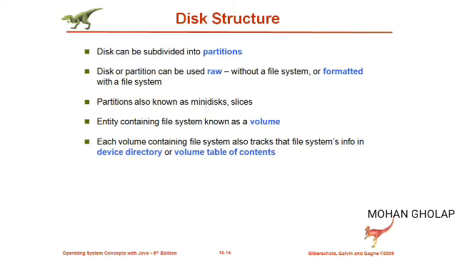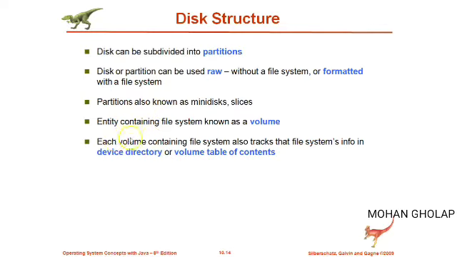The entity containing a file system is known as a volume, and each volume containing a file system also tracks that file system's info in the device directory or the volume table of contents. In general, whatever disk is on the system is subdivided into a number of partitions, and each partition is also known as a mini disk or a slice, depending on the system, and it may be formatted or unformatted.